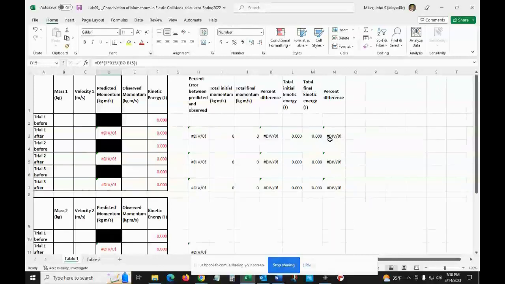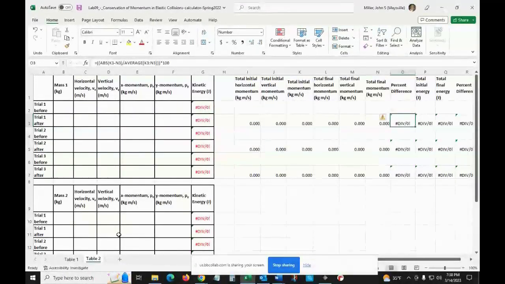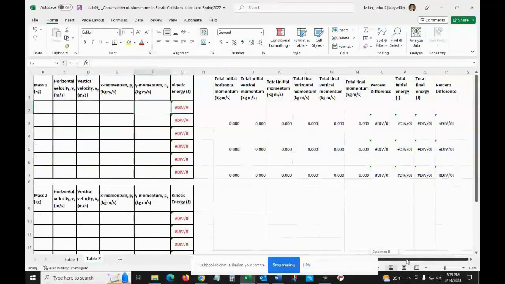For the two-dimensional collision, I did a similar thing. I copied the tables as it is in the write-up so that once I have filled my write-up data tables, I can copy and paste it directly into these cells, and any calculations that need to be done are completed immediately. There is not a final momentum prediction in this one. You will be tracking the kinetic energy of both objects individually before and after the collision, as well as momentum of both the vertical and horizontal directions before and after the collision.